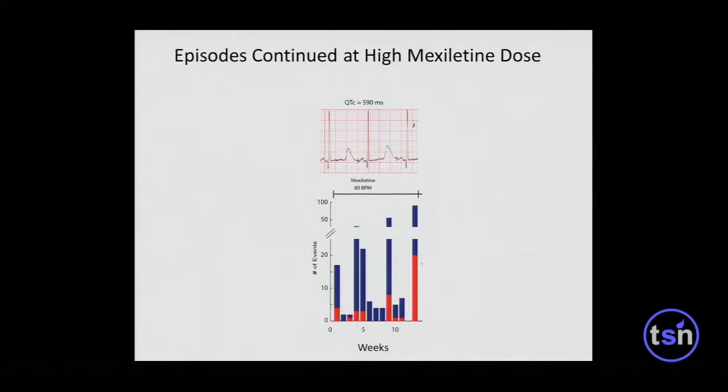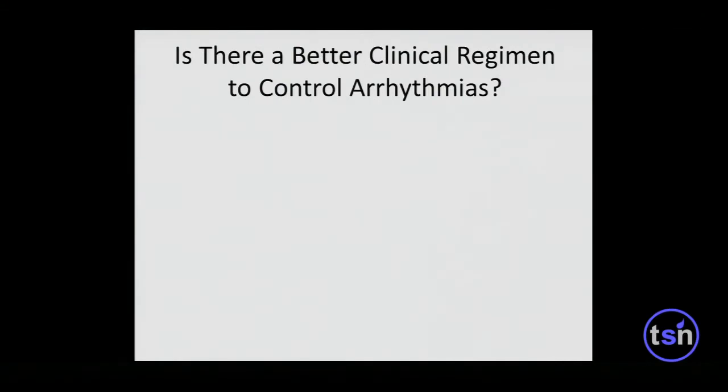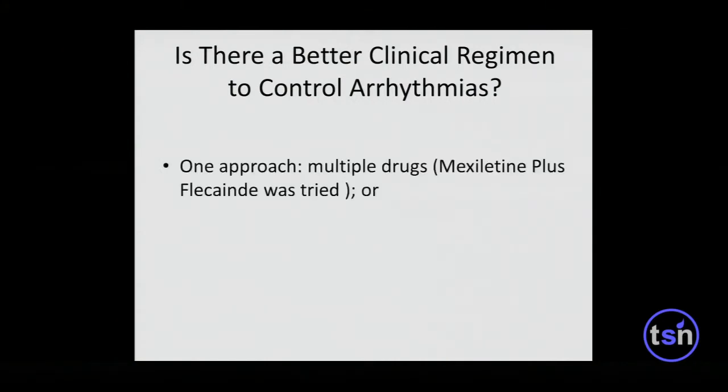And so just as we saw, even though mexiletine was useful at controlling the rhythms of the child, often we would see the child go into torsades and be corrected with the implanted device. So we asked, are there other things that we could have looked at and could have done to improve the therapy of the patient? One approach would be multiple drugs.